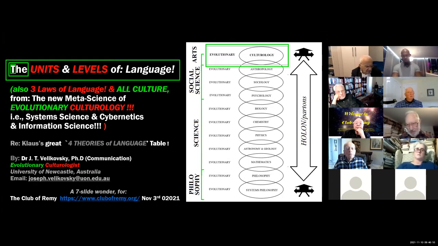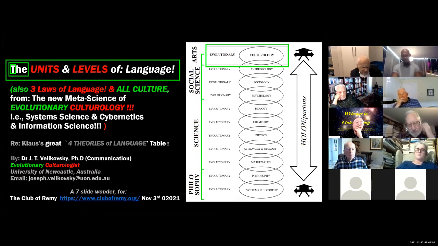So this talk is also inspired by Klaus's great table, and is also about three laws of language, which I think some linguists have not noticed yet, Chomsky, Pinker, etc. And in fact, they seem to be laws of all domains in culture. So this is from the new meta-science of evolutionary culturology, which incorporates systems science, cybernetics, and information science, some other disciplines as well, but we'll get to that.